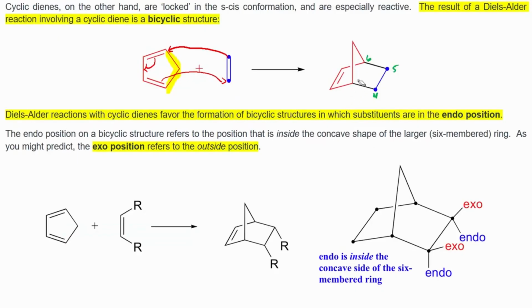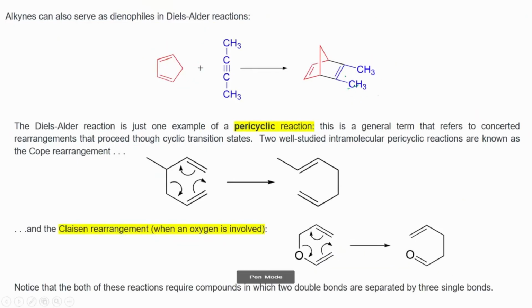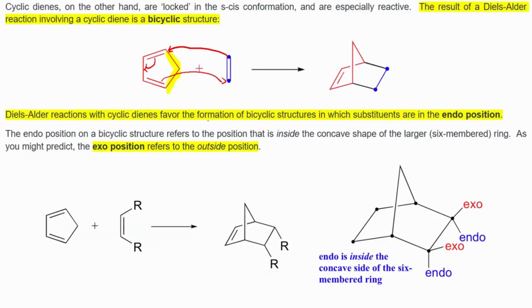And that way is by using what is called endo and exo. So you have to look at this bicyclic structure as inside the concave side and outside the concave side. Here, our ring structure kind of forms this arch. So inside that arch would be called endo, and outside the arch would be called exo. Now, the endo position will be favored for substituents when we form these bicyclic structures.